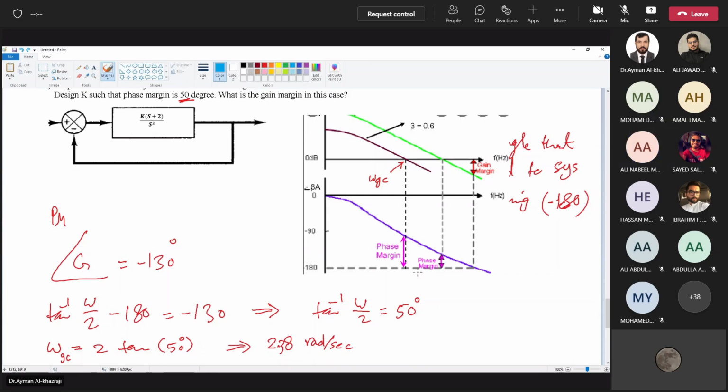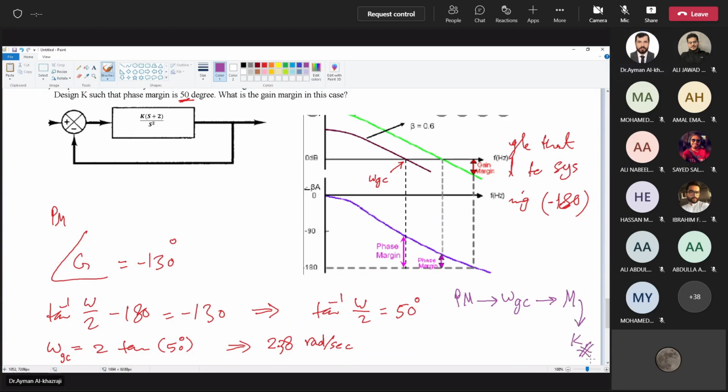So I am giving you the phase margin. The phase margin will lead you to the gain crossover frequency. This will lead you to the magnitude. This will lead you to K.